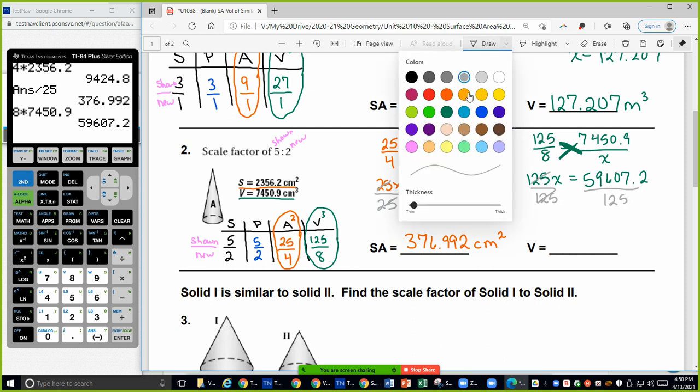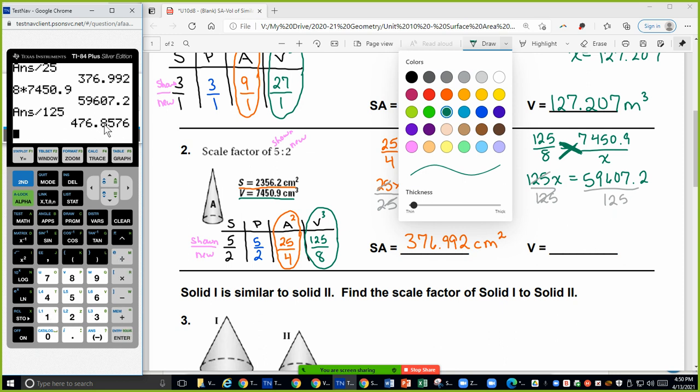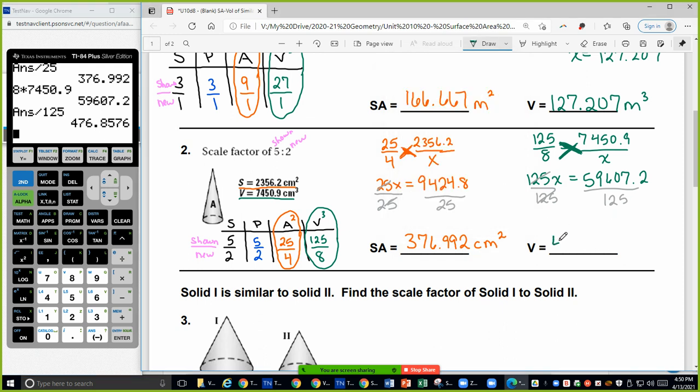And x is going to equal, I've already got my 59,607.2 in the calculator, so I'm just going to hit divide that answer by 125. And I'm going to round to 3 places. 8, 5, 7. After the 7 is a 6, so I am going to round that up to an 8. So my answer is going to be 476.858. And my units are cubic centimeters.